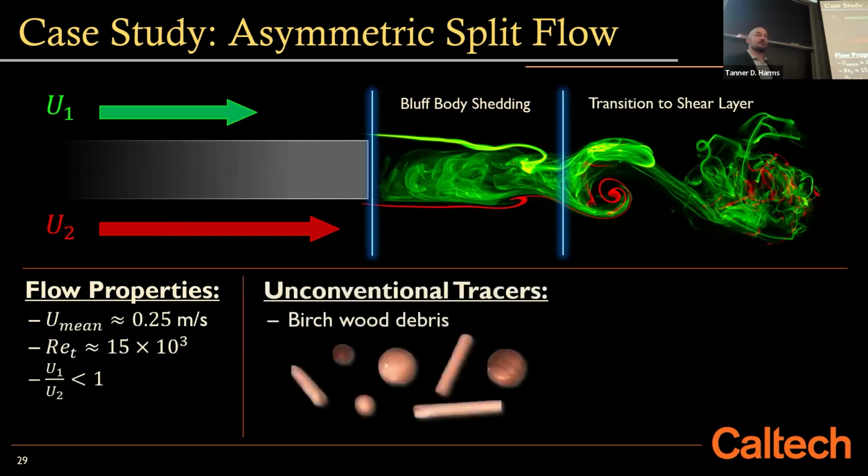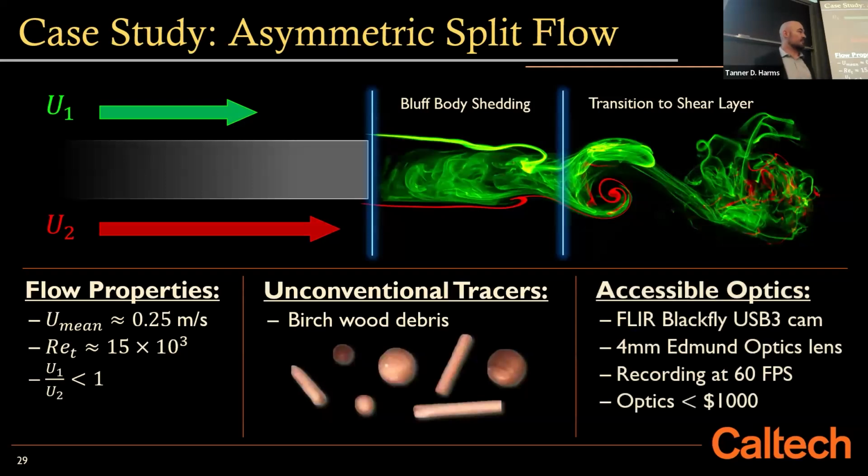We also are going to seed this with unconventional tracers. Instead of using PIV particles, we're going to use birch wood that we're just going to sit on top of the water and watch as it flows. Finally, we're going to use accessible optics that are affordably acquired for maybe less than $1,000. You could potentially do this experiment with your phone.